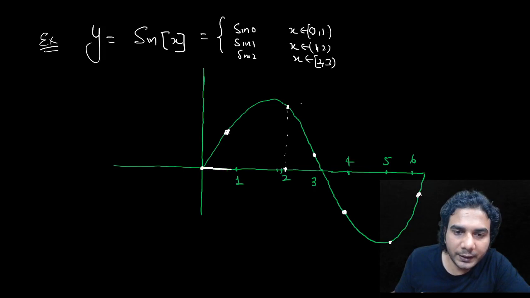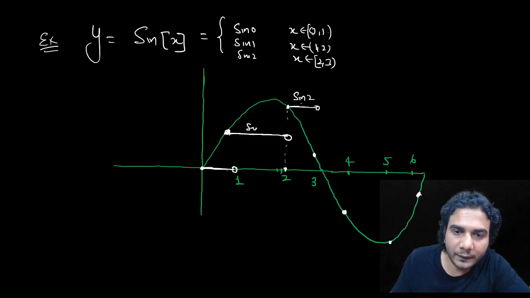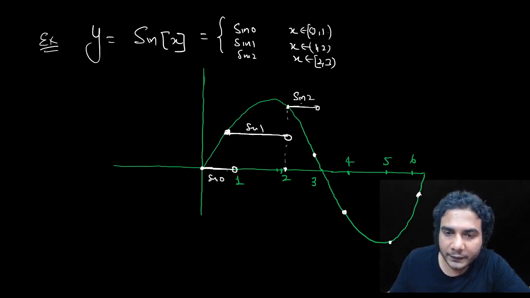So this will continue up to 1. Then sine 1 will continue up to 2. Okay, this length is one unit only. It looks bigger, but yeah, it is one. Then this will be sine of 2. This is sine of 2. This is sine of 1. This is sine of 0, which is 0. And then sine of 3 will continue, okay?